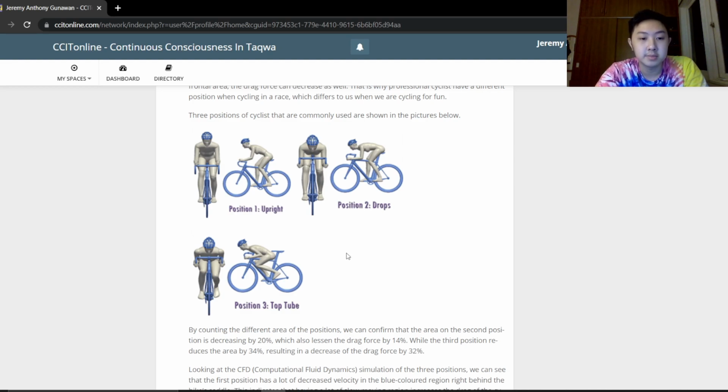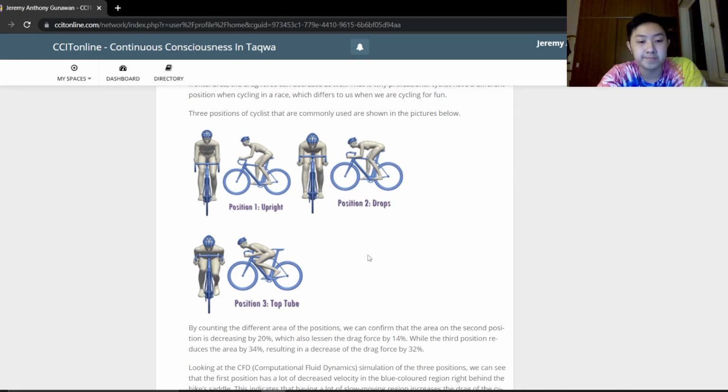And the last position is the top tube. So this is really like even below the saddle, as you can see here. The body is below the saddle, so it results in much less area, but it's really hard to pedal in this position. So usually they use this position only when going downhill.